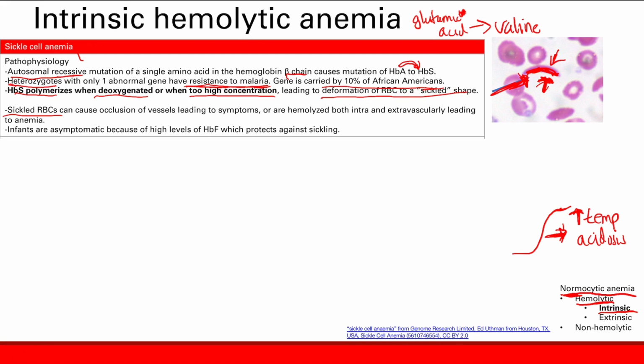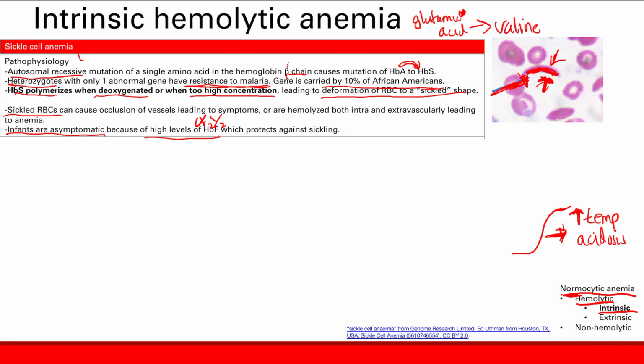The final thing to know is that the infants are asymptomatic. They're not affected even when they have 2 copies of this gene, because they have high levels of hemoglobin F, which protects against sickling. So remember, hemoglobin F is alpha and gamma. So alpha, gamma. So again, you don't need beta chain here. So your hemoglobin F is fine and protects against sickling.